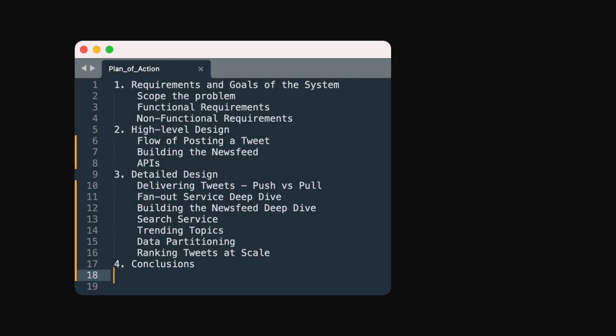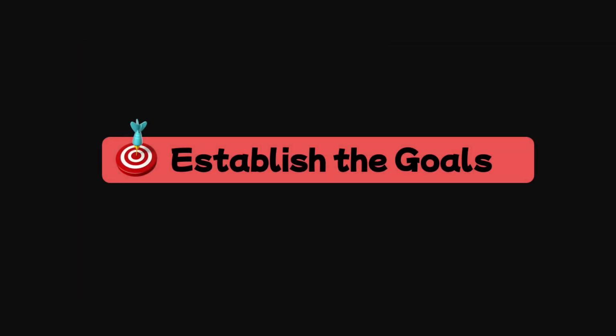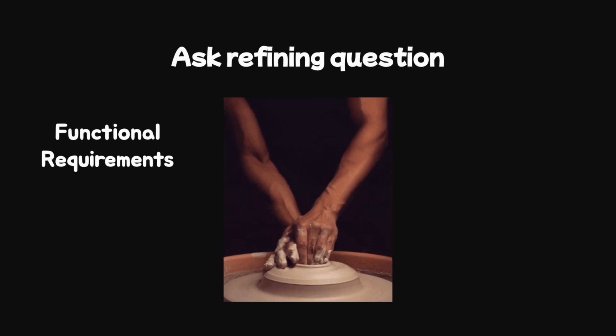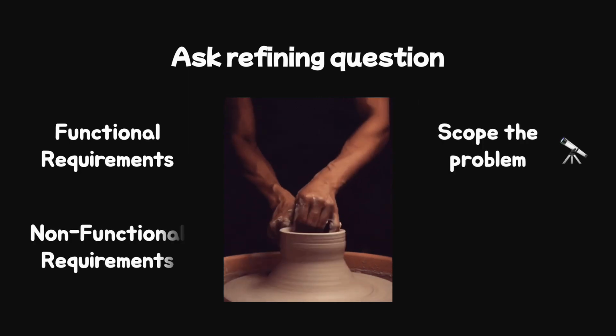When answering a system design question, it's beneficial to have a plan of action. First, we need to establish the requirements of the system and define what we want to achieve. In the beginning of the interview, it's critical to ask refining questions in order to clarify the functional needs, the scope of the system, and also the non-functional requirements.